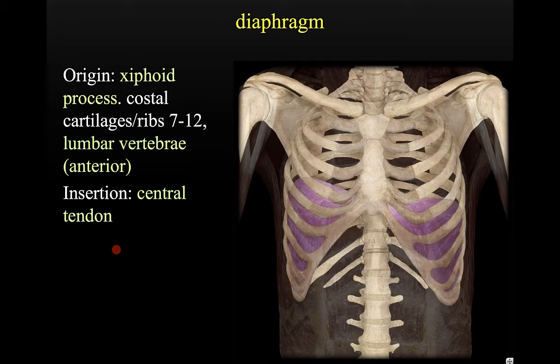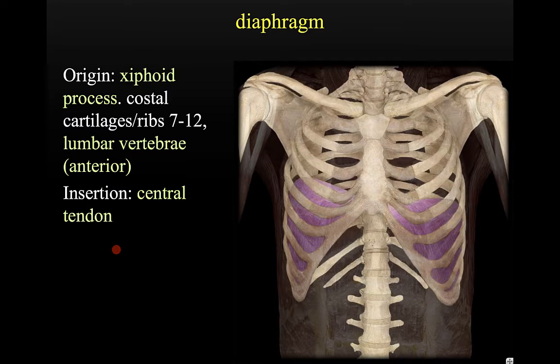Our next muscle is the diaphragm. The diaphragm we've already introduced as separating the thoracic cavity from the abdominal pelvic cavity, but it is a muscle of respiration, and so we are going to recognize that we do have certain muscles that help us breathe. We'll learn some of them, but not all of them.